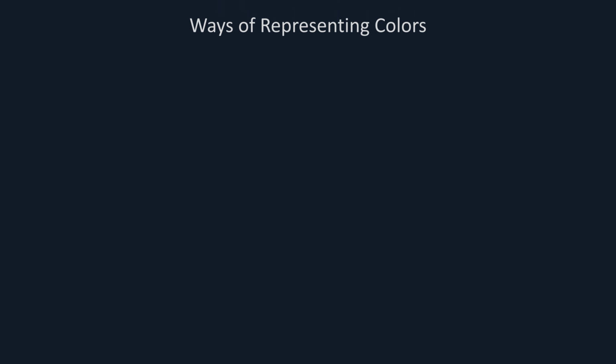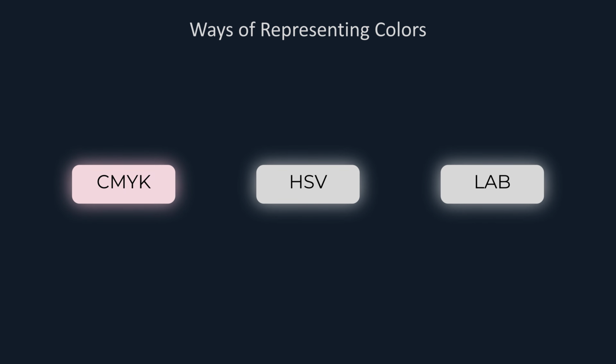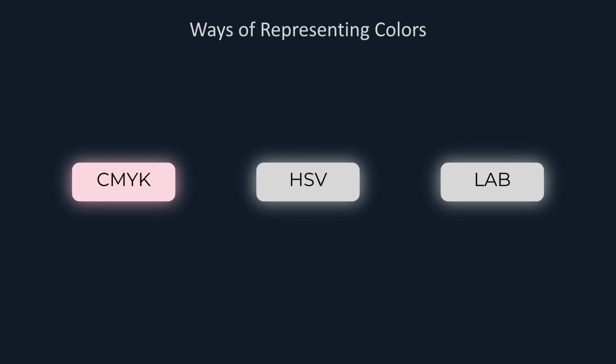Now let's check out alternative color models and explore their unique characteristics and applications. Understanding these different models is crucial for handling a variety of tasks in image processing and digital media. The first model is called CMYK, which stands for cyan, magenta, yellow and black.